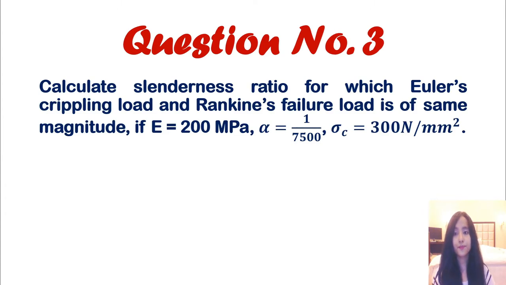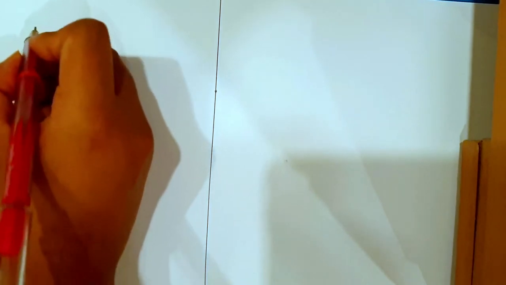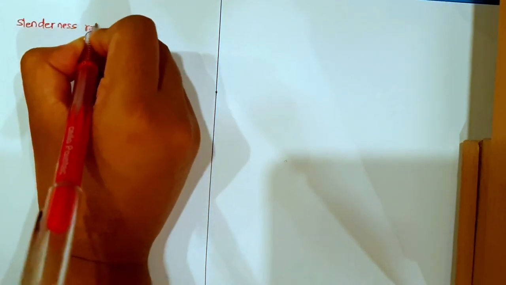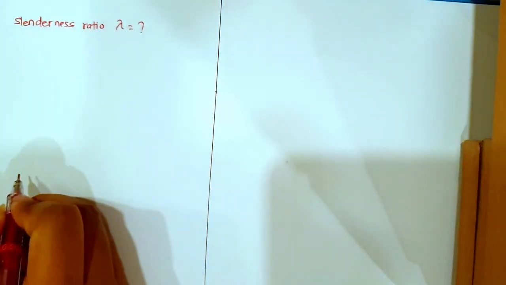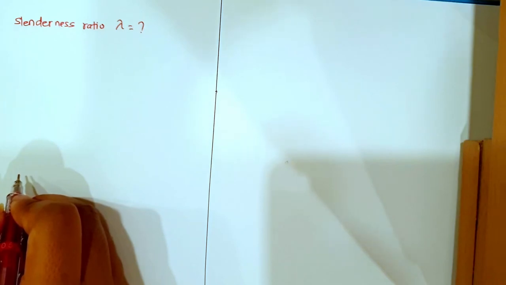Coming to the third numerical: calculate the slenderness ratio for which Euler's crippling load and Rankine's failure load are of same magnitude. If E is equal to 200 megapascal, A, here A is the Rankine's constant, is given equal to 1 by 7500, sigma C is equal to 300 newton per mm square. Now let us calculate the slenderness ratio. For this numerical, we need to find the slenderness ratio, lambda equals question mark. And what else is given? It says calculate slenderness ratio for which Euler's crippling load and Rankine's failure load are of same magnitude.